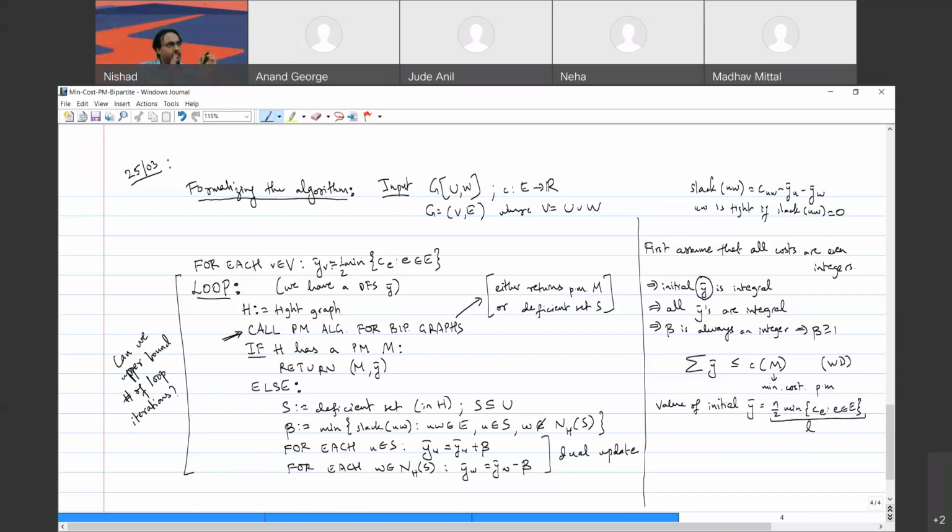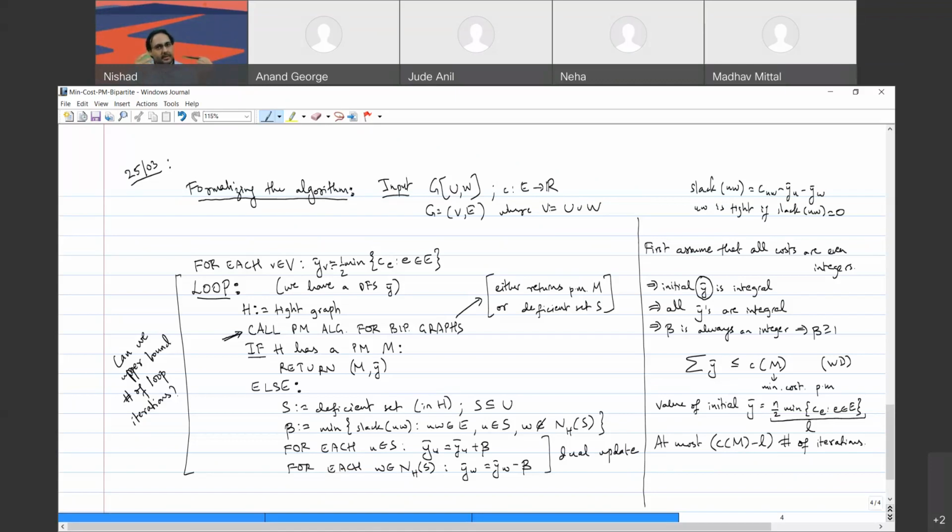Okay, so we are starting at some L value dual feasible solution, and at most it can be C, the cost of the minimum cost perfect matching, right? So that means that we have at most this cost minus L number of iterations. Does everybody agree? Okay, so that's when all the costs are even integers.